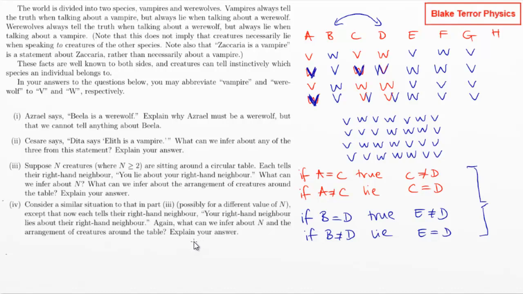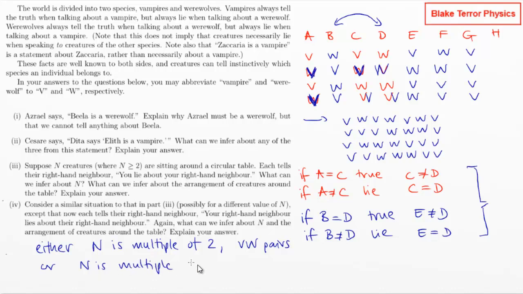So what do we have to say? What can we infer about n and the arrangement of creatures around the table? So we've got two options. This first one is just going VW, VW. We've got n is a multiple of 2, and we've got VW pairs. Or we've got n is a multiple of 6, and we've got VWWW blocks.